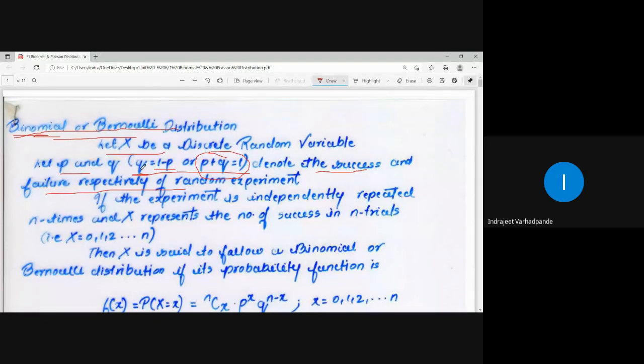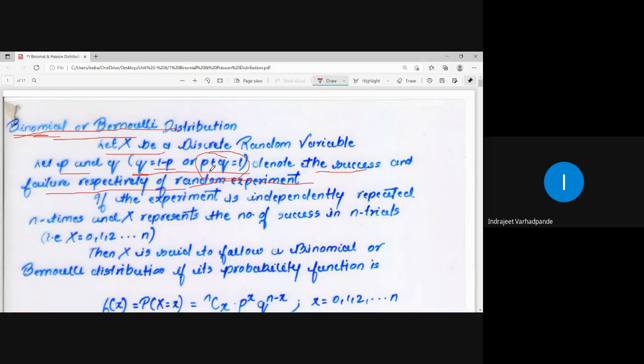So here p will denote the success and q will denote the failure of the random experiment, and accordingly we will be simplifying it as per the given situation or the event provided or the data provided in the word problem for a certain random experiment.